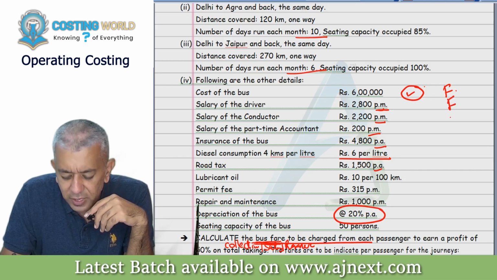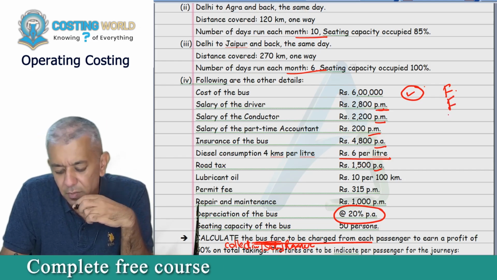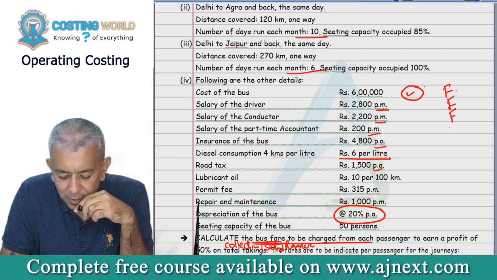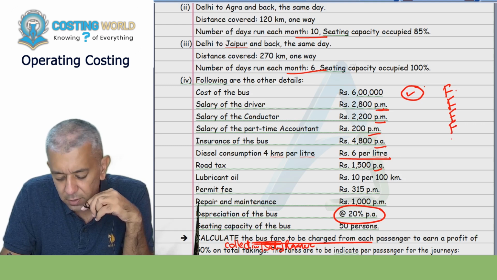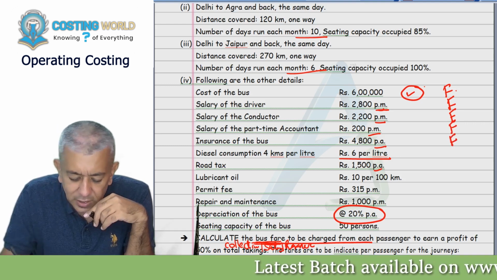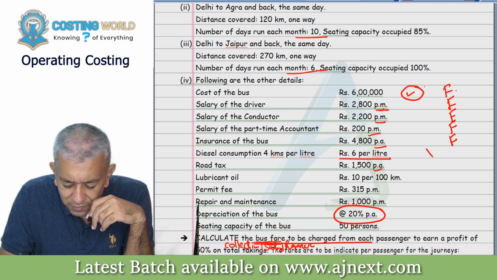Fixed. Salary of the conductor, fixed over here. Then salary of part-time accountant, fixed. Then insurance of the bus, fixed. Diesel consumption, I guess that will become a variable cost.